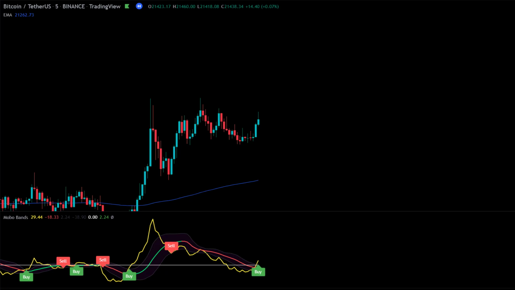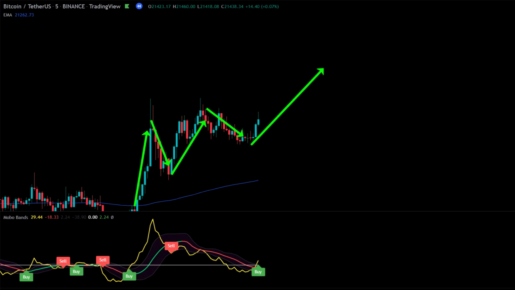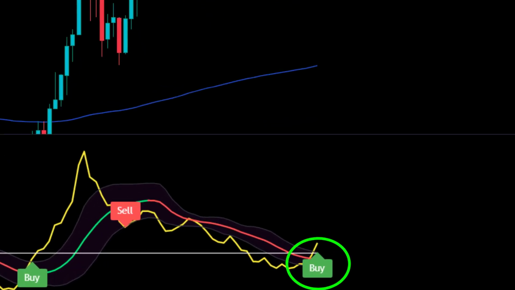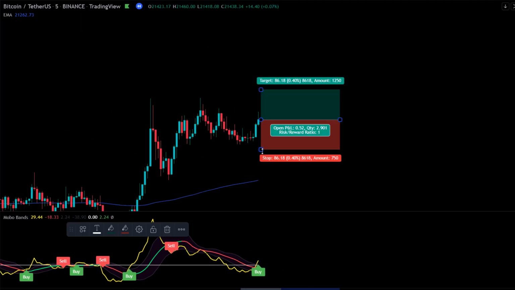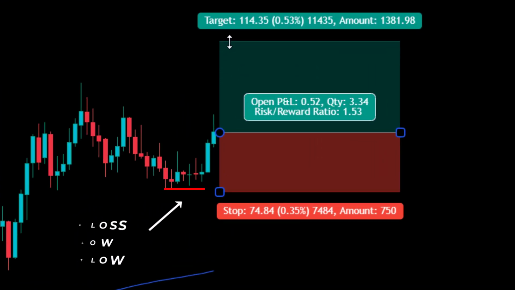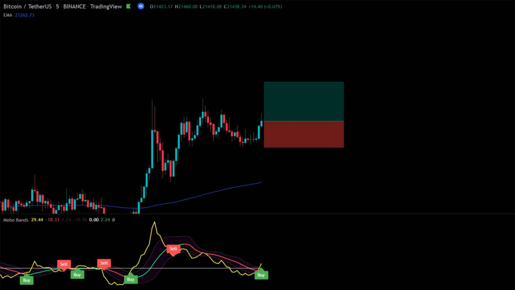Alright, I'll start by explaining a buying position. Before we can open a buy position, we first want to see the price move above the 200 EMA. This means that the price is moving in an upward trend, and therefore we know that we should also only open buy positions. As soon as the price moves above the 200 EMA, we wait for a buy signal from the MOBO Bands indicator. When it appears, we can actually open a buy position already. Put your stop loss below the last low of the price, and set the take profit 1.5 times higher. That means you have a risk-reward ratio of 1.5.